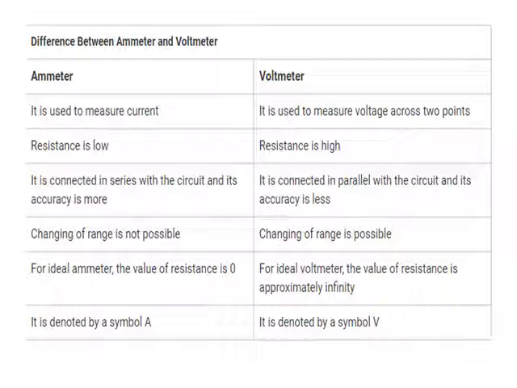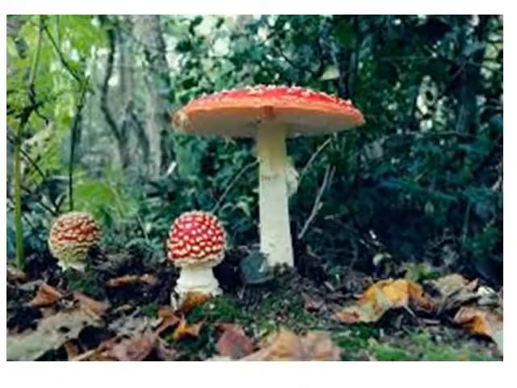Changing of range is not possible in an ammeter. Changing of range is possible in voltmeters. For an ideal ammeter, the value of resistance is 0. For an ideal voltmeter, the value of resistance is approximately infinity. The ammeter is denoted by the symbol A. The voltmeter is denoted by the symbol V. So it is a very important board question, the difference between an ammeter and a voltmeter.